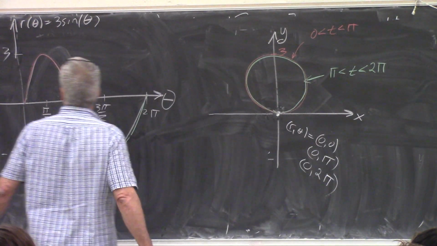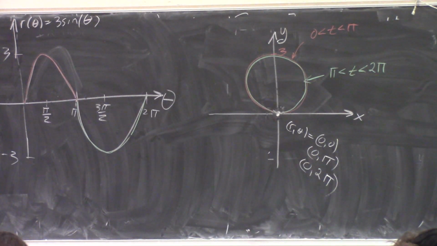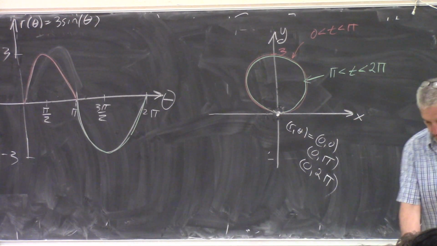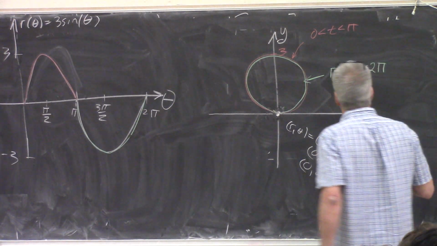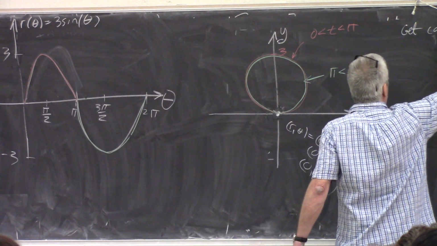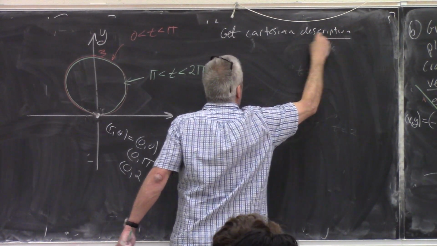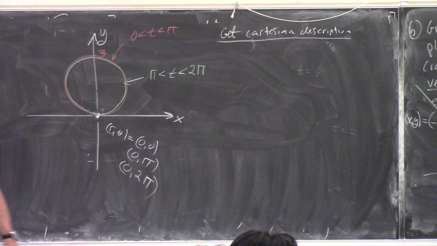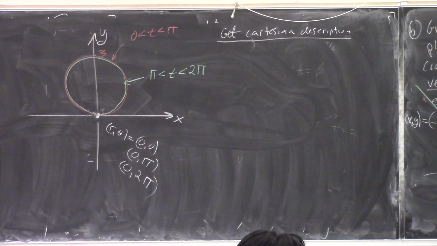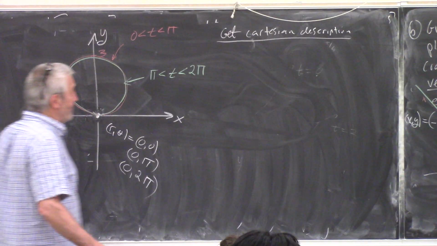So the second part of this question is, get a Cartesian description. Well, if this were a circle centered at 0, what would the equation be? A circle centered at 0 has equation, yeah, x squared plus y squared equals some radius squared. It's not centered at 0, so it's not going to be that. But let's start by just computing x squared plus y squared.